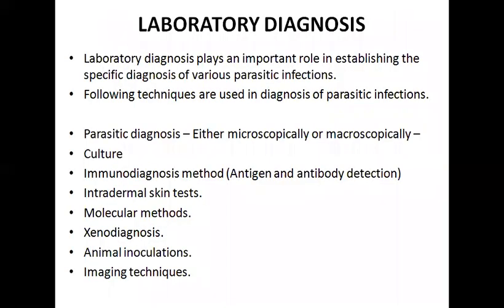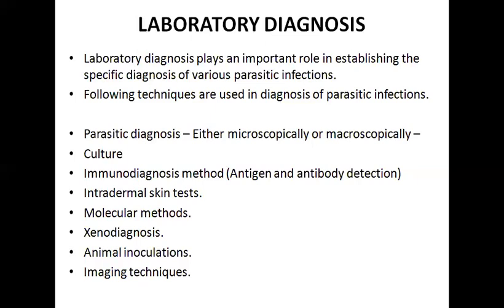Coming to the laboratory diagnosis of parasitic infections. Parasitic infections can be diagnosed microscopically or macroscopically. Macroscopically is usually by observing the external characteristics of the specimens. For example, sometimes we need to collect the freshly passed feces of the patient, and this feces is macroscopically observed for presence of blood and mucus, like in case of amoebic dysentery. Then we can look for the parasitic worms. For example, in cases of Ascaris lumbricoides, the adult worms can be seen with the naked eye.